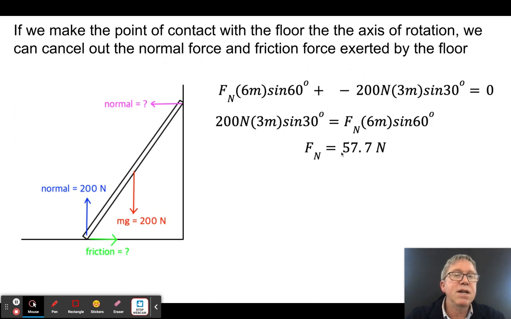And when I solve it, I get a normal force of 57.7 newtons to the left, and therefore my frictional force must be the same pointing in the other direction. Otherwise, the object would be moving to the left or the right.